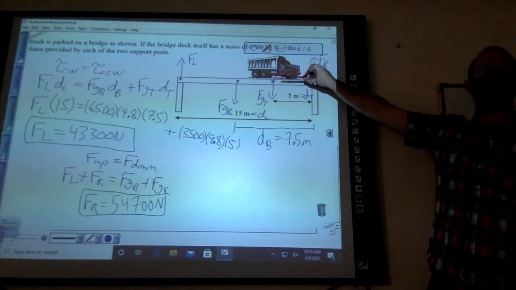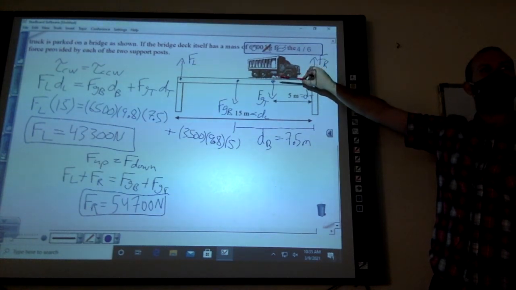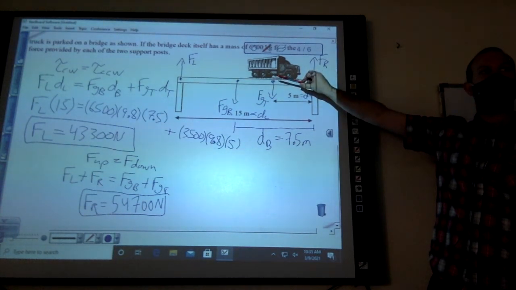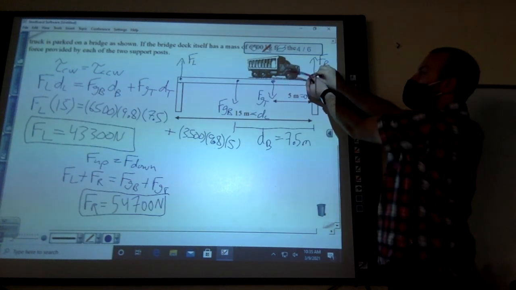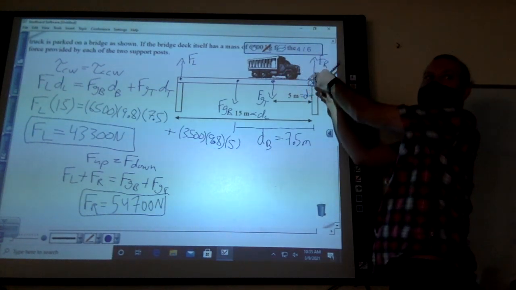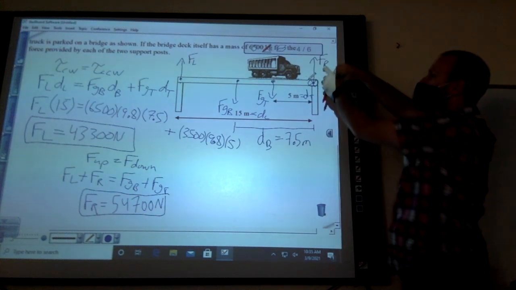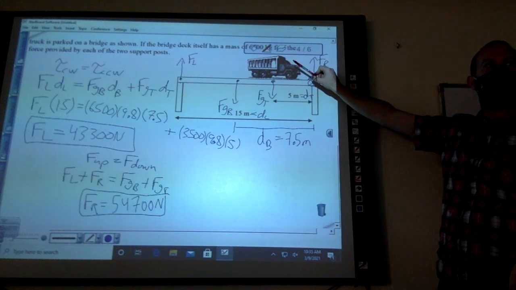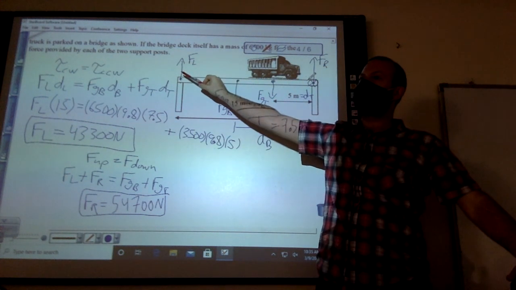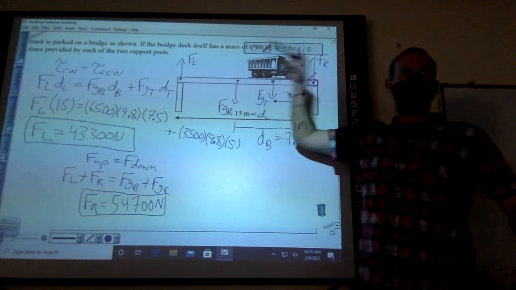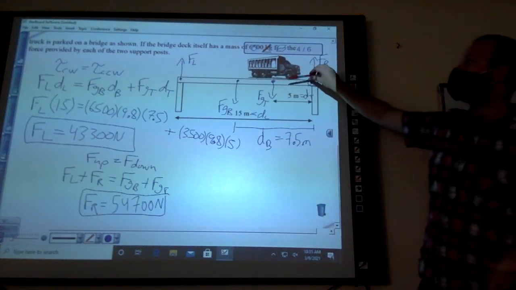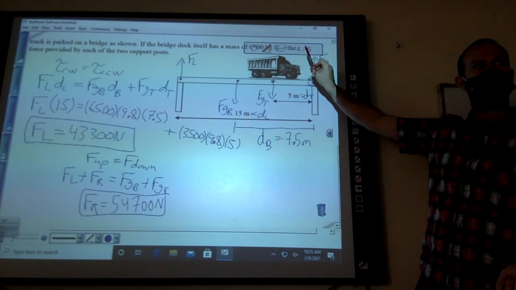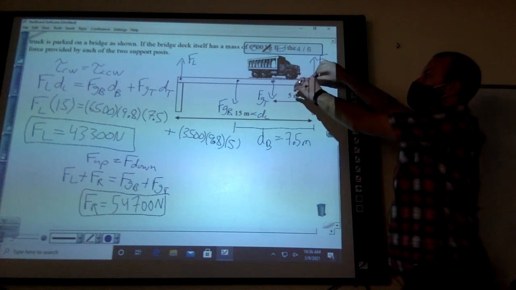If this was a clock, what direction should it rotate? This clock will go like this. Right? So what force causes this to go up? This one. Yeah. So FL is going to cause clockwise rotation. These other two cause your clock to go backwards.